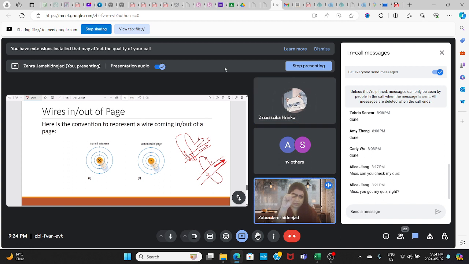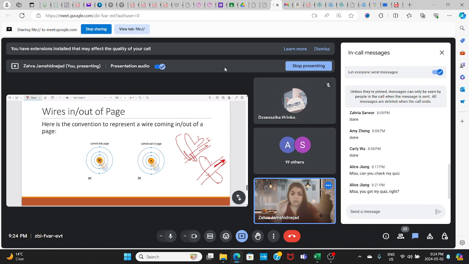Put your pen like this, like what I do. Put your thumb into the page, in the direction of the current. Can you do it right now? Then follow your forefinger. Is the forefinger bending clockwise or counterclockwise, if your thumb is going into the page? Counterclockwise. So you have to do it; you cannot imagine this. It's hard to do it in your head.